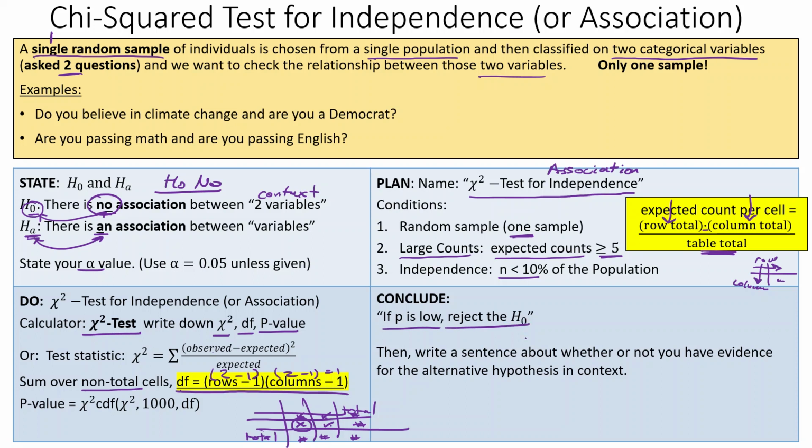All right, and then we conclude. If P is low, reject the H0, then write a sentence in context about the alternative, whether or not there is an association.